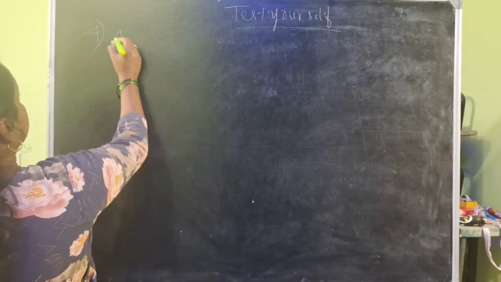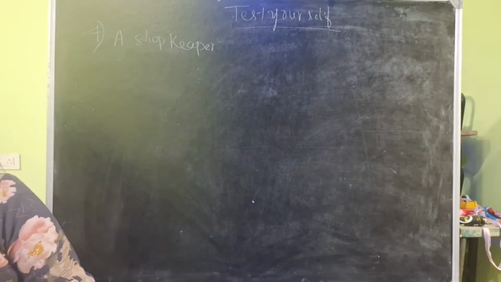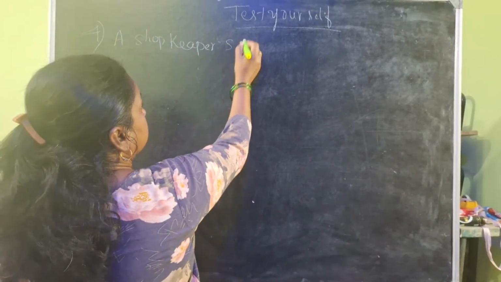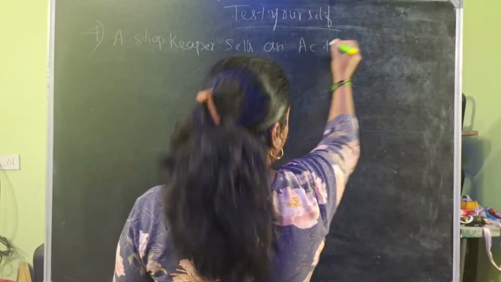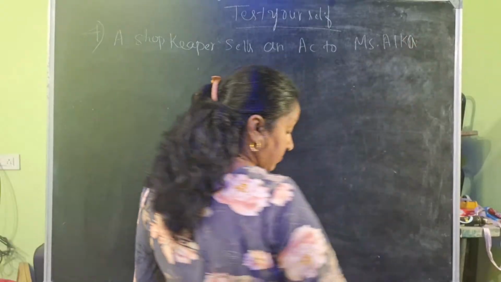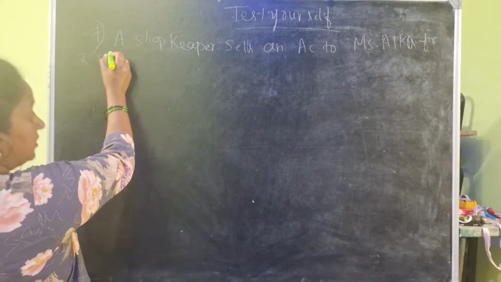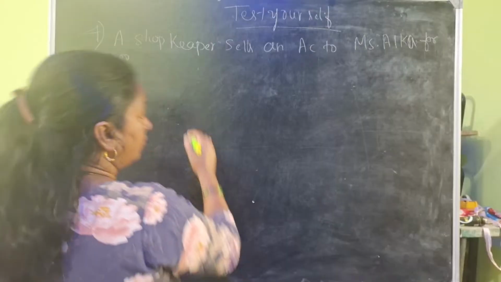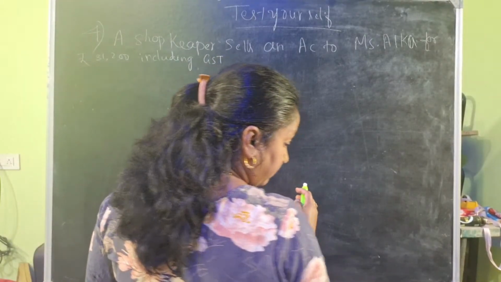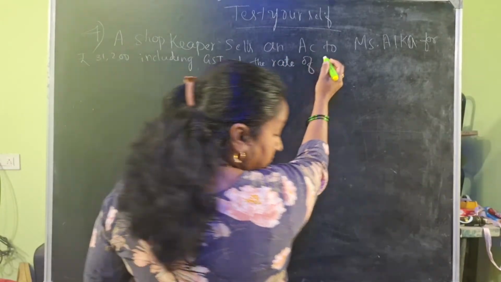The next problem is: a shopkeeper sells an AC to Miss Alka for rupees 31,200, including GST at the rate of 28%. I hope the board is visible to you all.